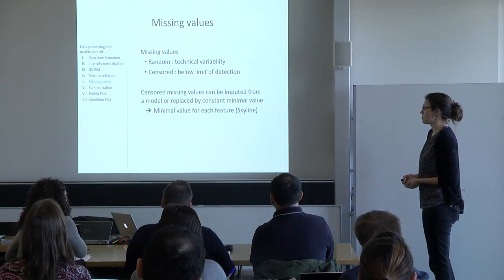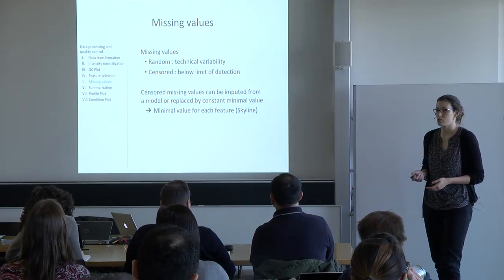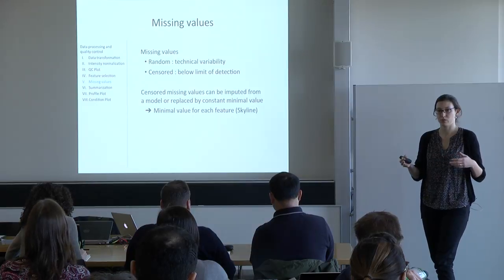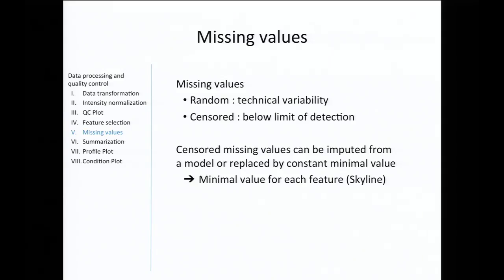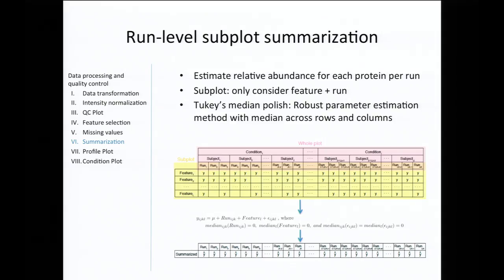Those censored missing values can be imputed from a model or replaced by a constant low value. In MSstats, what's usually done, and what's also done by MSstats in Skyline, is to replace those missing values by the minimal value for each feature and use this as an estimate to get a full data matrix. So after you have done all of those steps, okay.